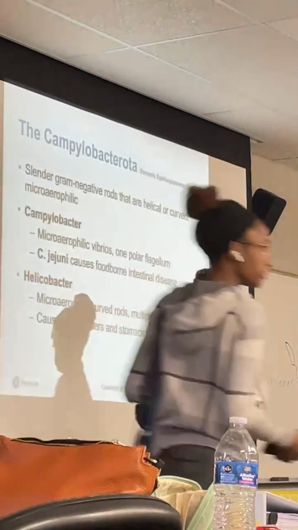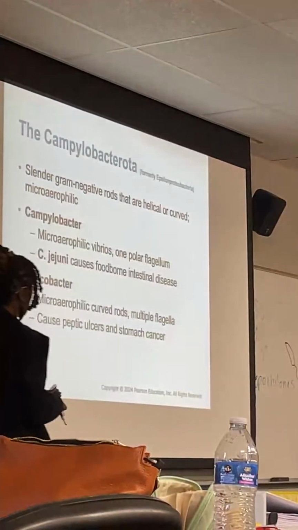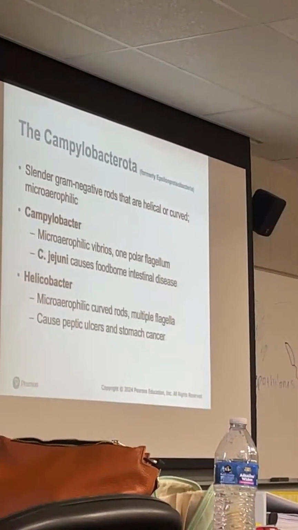So Campylobacter jejuni is called the foodborne illness for individuals that are affected with that one. Now, we're talking about Helicobacter. Helicobacter is pretty cool. Helicobacter was actually just discovered. Helicobacter pylori was discovered in 1982.